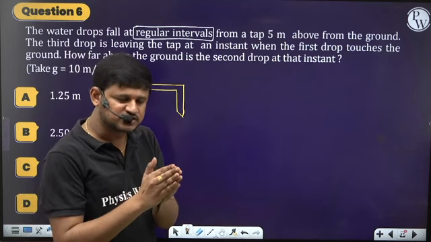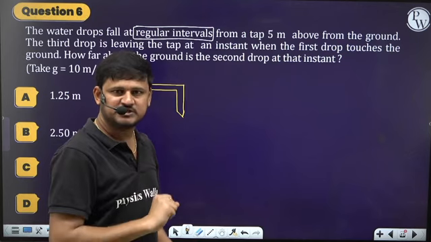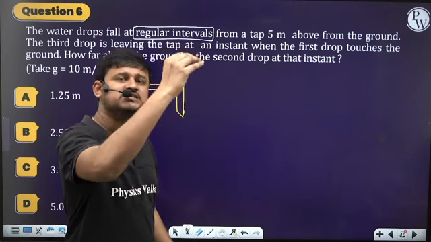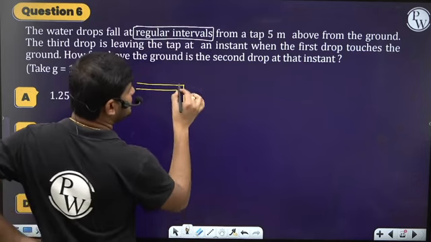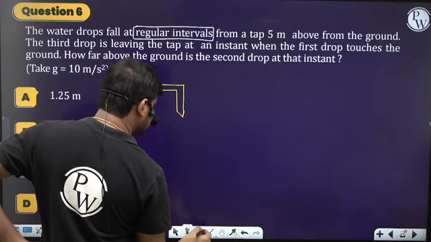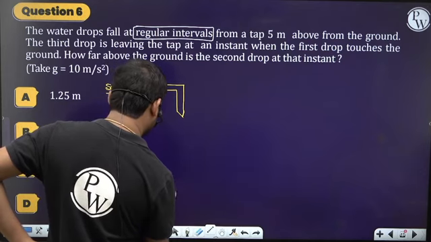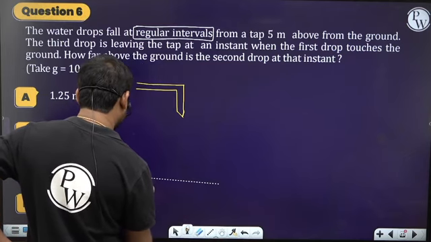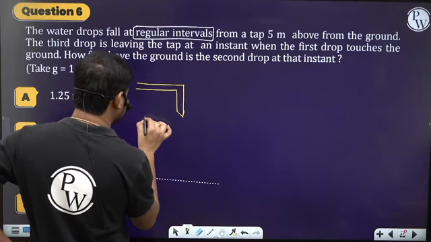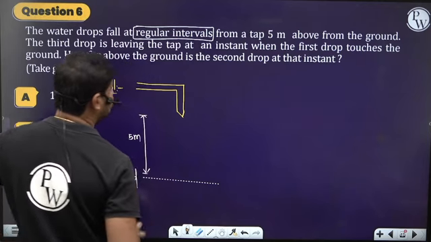Okay, let's suppose the first drop is releasing now. After 2 seconds the second drop is releasing, and after another 2 seconds the third drop will release. Now they said this tap is 5 meters above the ground. So consider this is the ground. What is this distance they gave? This distance is 5 meters. So the water tap is 5 meters above the ground.